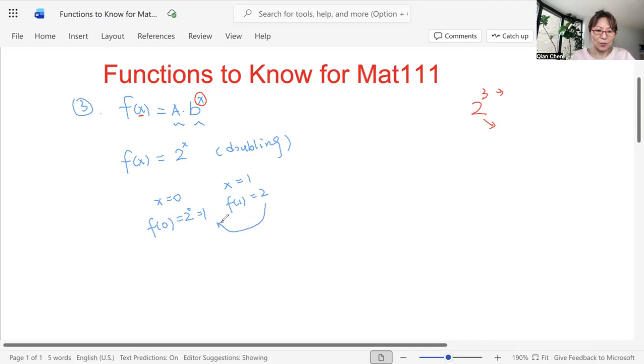Obviously, 2 doubles 1, right? If x equals 2, f of 2 equals 2 raised to 2 equals 4, or 4 doubles 2. So on and so forth. That's how it gets its name, doubling. And you can imagine if we change the base 2 to be 3, that would be tripling. Every time we increase the x value by 1, the value of the function triples.